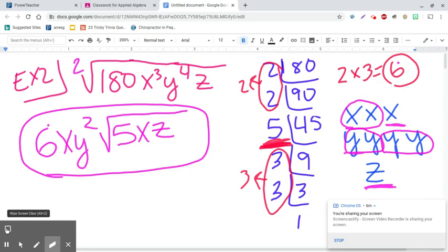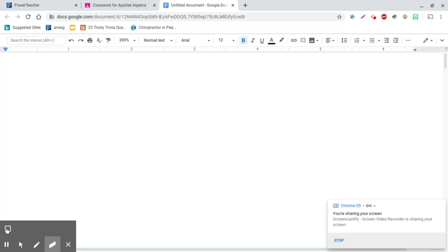Try another. Okay. Let's go with the square root.